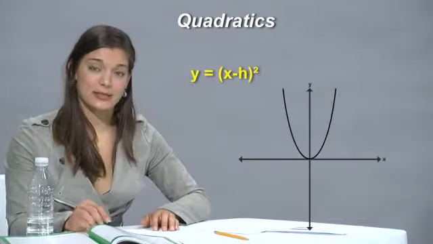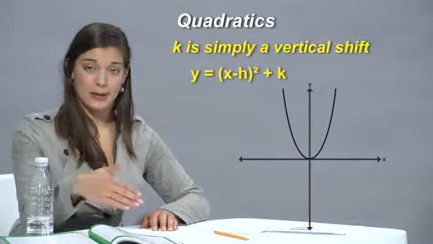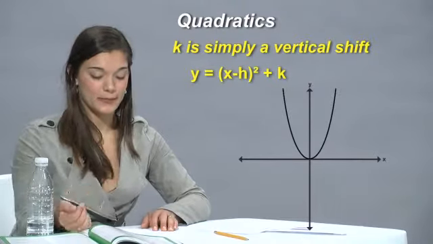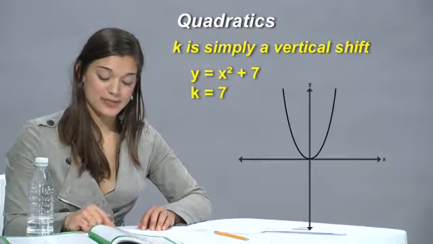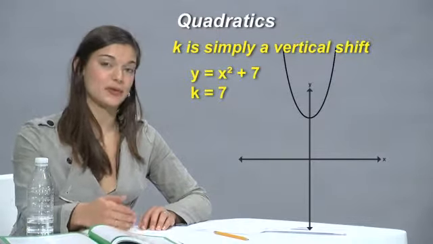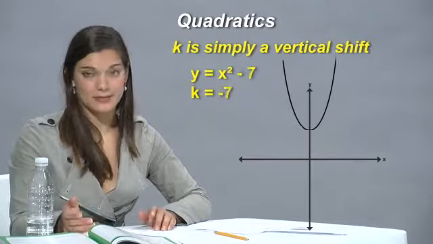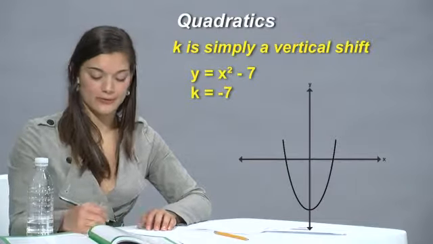The last constant is k. That represents a vertical shift in the graph. So we can go up along the y-axis or down. If we have, let's say, y equals x squared plus 7, that's going to be 7 units up that we shift the graph. And if we had a negative 7, it would be 7 down on the graph from the origin.